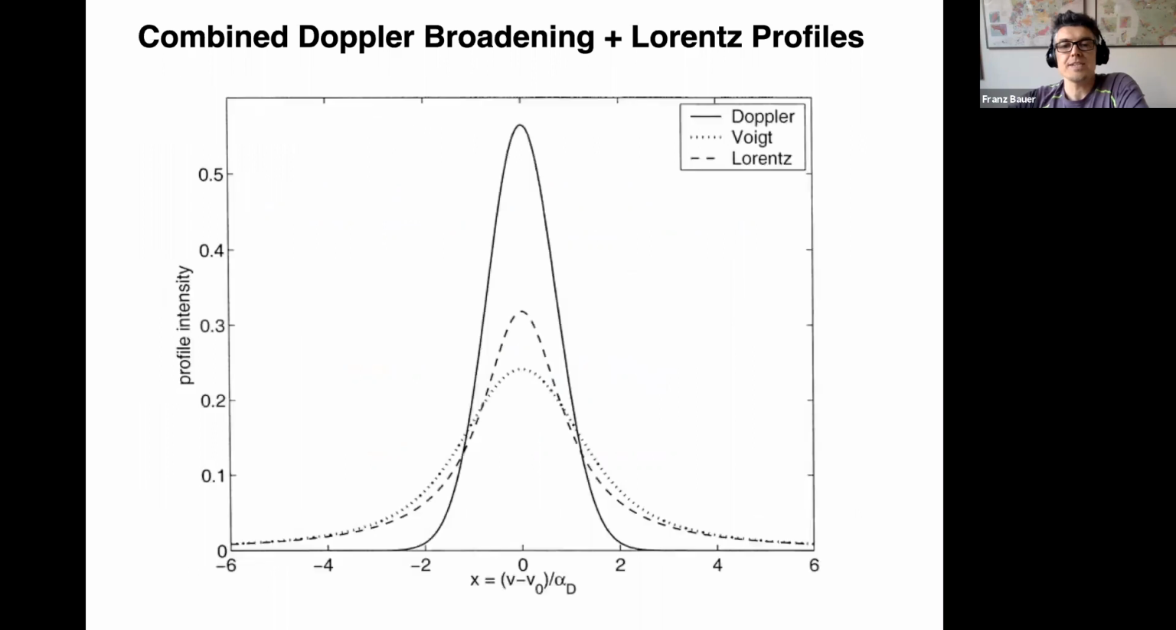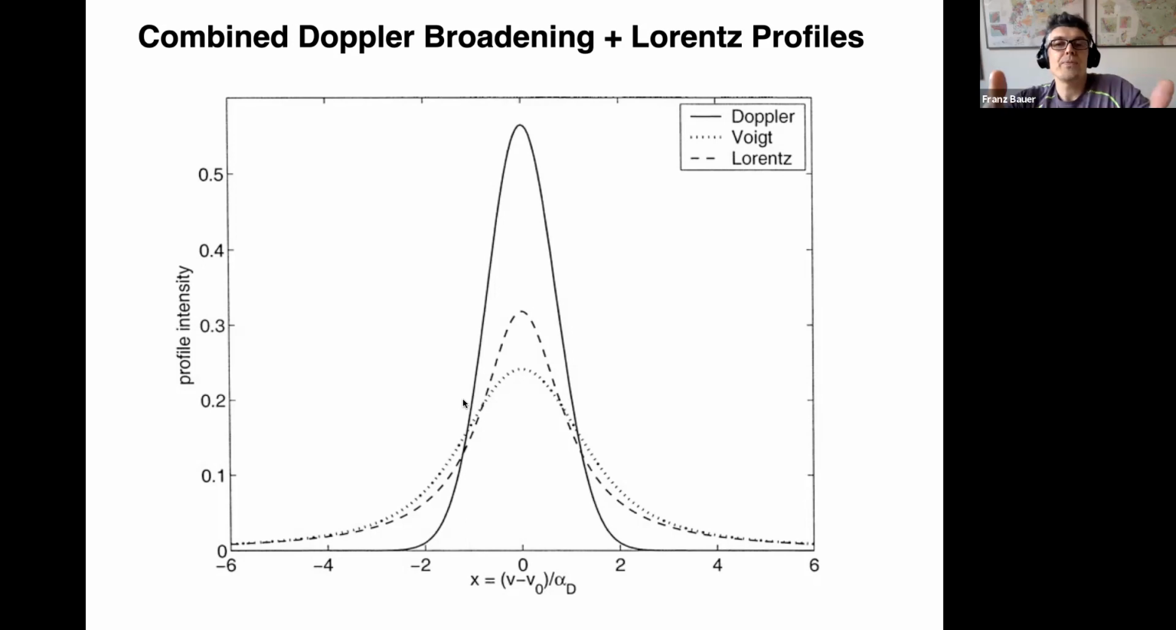It's probably easier to see. Here is the Lorentz profile, which is sharply peaked and has these long wings. And here's the Doppler profile. The Voigt profile is this combination. So you have something which is lower and ends up having broader wings that extend out, and these wings are much broader than the Gaussian version of that.